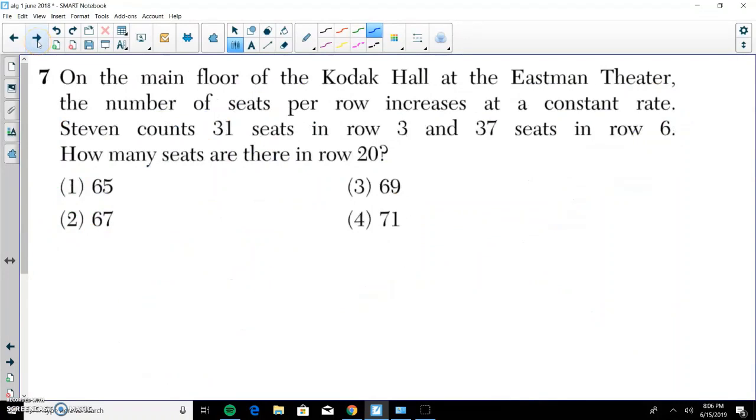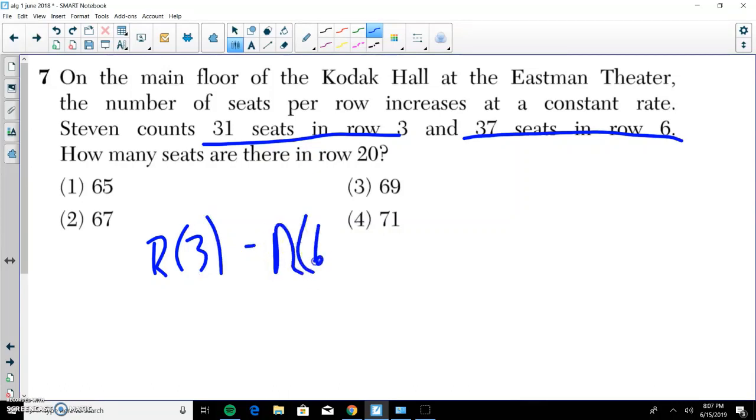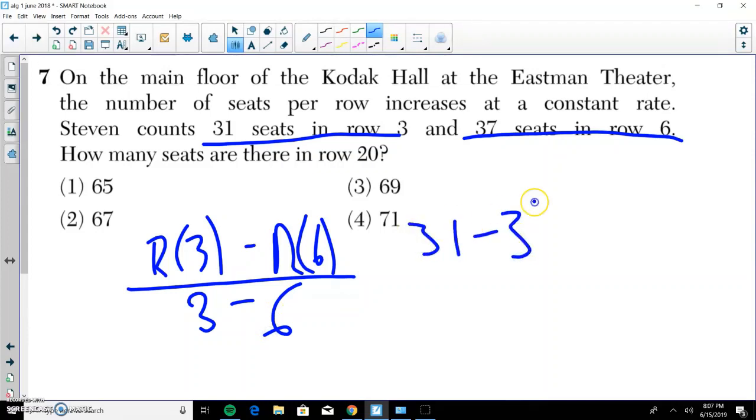Okay, number 7. On the main floor of the Kodak Hall at the Eastman Theater, the number of seats per row increases at a constant rate. Steve counts 31 seats in row 3 and 37 in row 6. How many seats are there in row 20? So row 3, 31, row 6, 37. We're going to find the average rate of change: 31 minus 37 over 3 minus 6, which is negative 6 over negative 3. You get 2, so 2 is the constant rate.